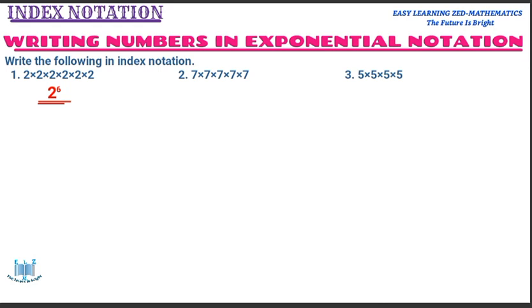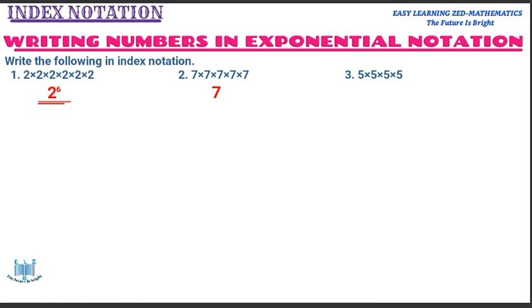Now let's go to question number 2, where we have 7 multiplied by 7 multiplied by 7 multiplied by 7 multiplied by 7. We can see that in example 2, 7 is multiplied 5 times by itself. So we are going to first note the number being multiplied, which is easy to identify. As we can see, it is 7. So 7 is the number which is being multiplied by itself 5 times.